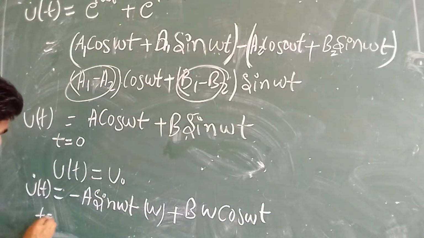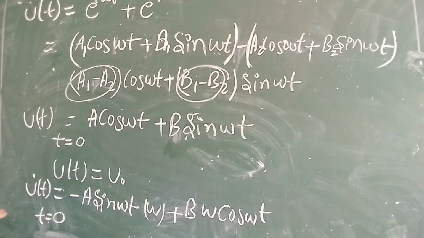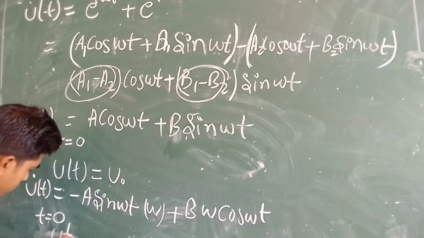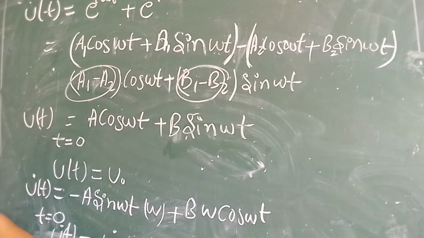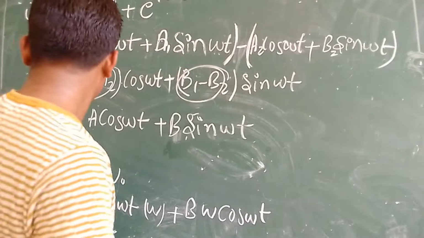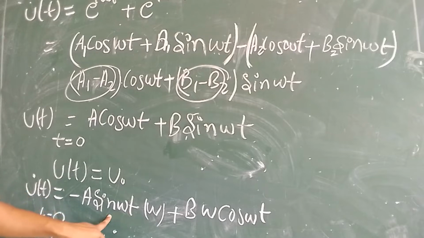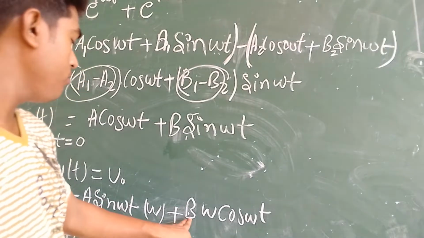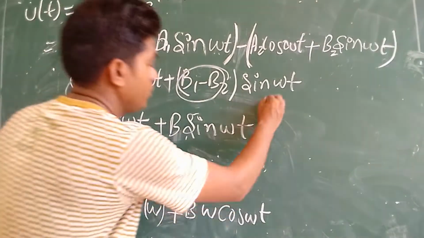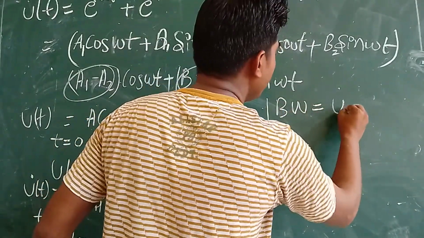Just put the t value equal to 0. If putting the value of t equal to 0, you get the value u dot at t equal to 0 as u dot naught. So write this. You put t equal to 0, sin 0 is 0 and cos 0 is equal to 1. So b omega is equal to u dot naught.